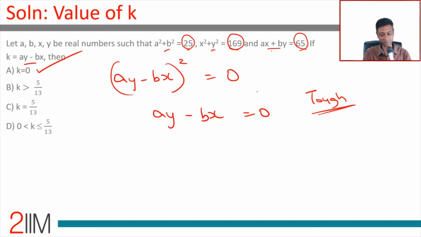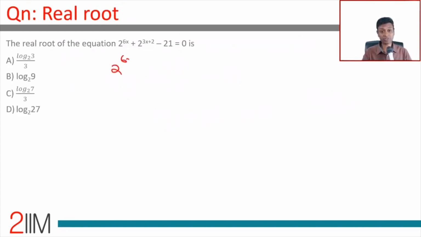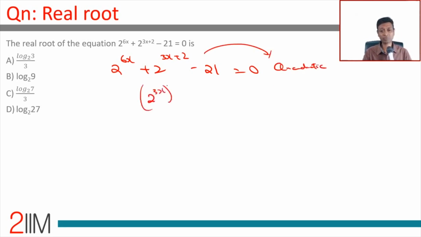Then came around to this method. The real roots of the equation 2 power 6x plus 2 power 3x plus 2 minus 21 equal to 0. All of these questions, the idea is to convert this into a quadratic. Fine. So 2 power 3x the whole square is 2 power 6x. So if we call this y, this is y square.